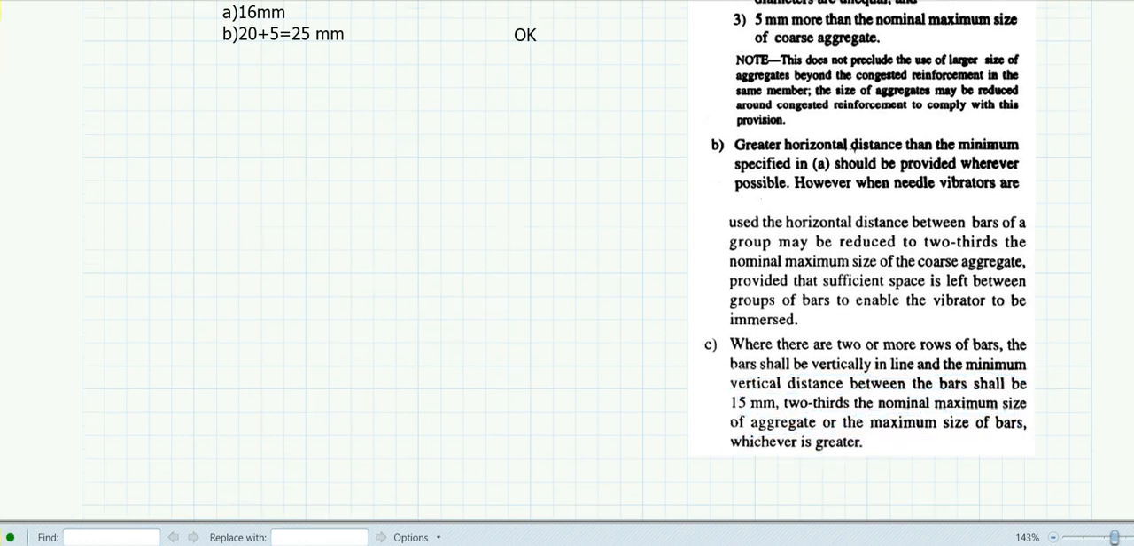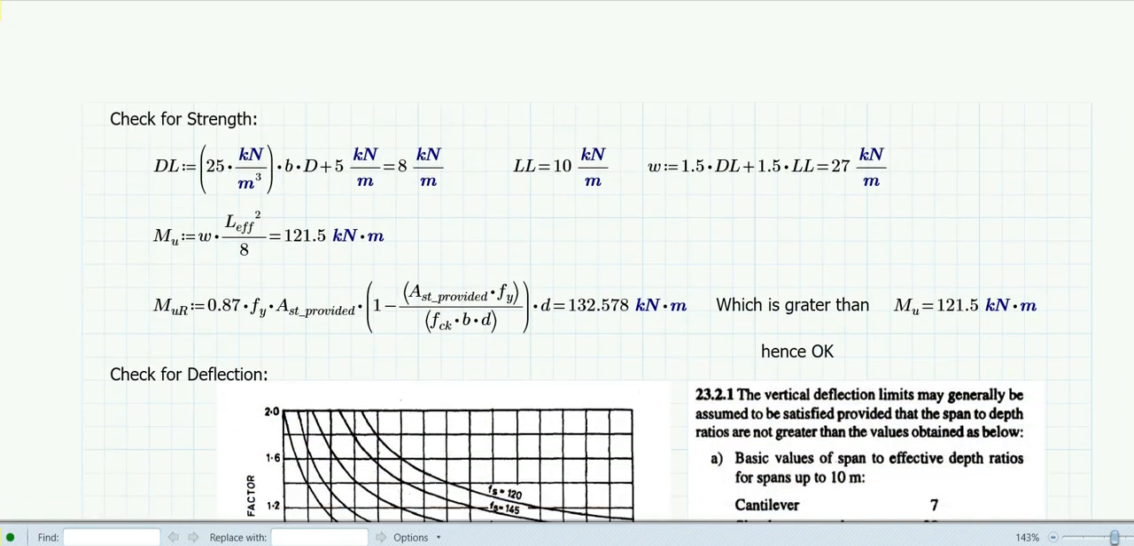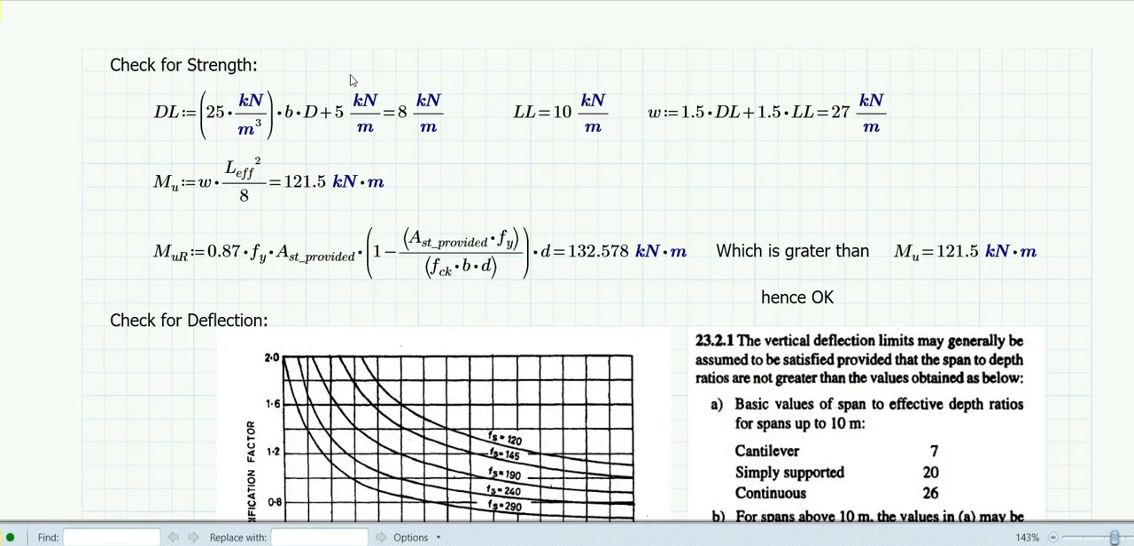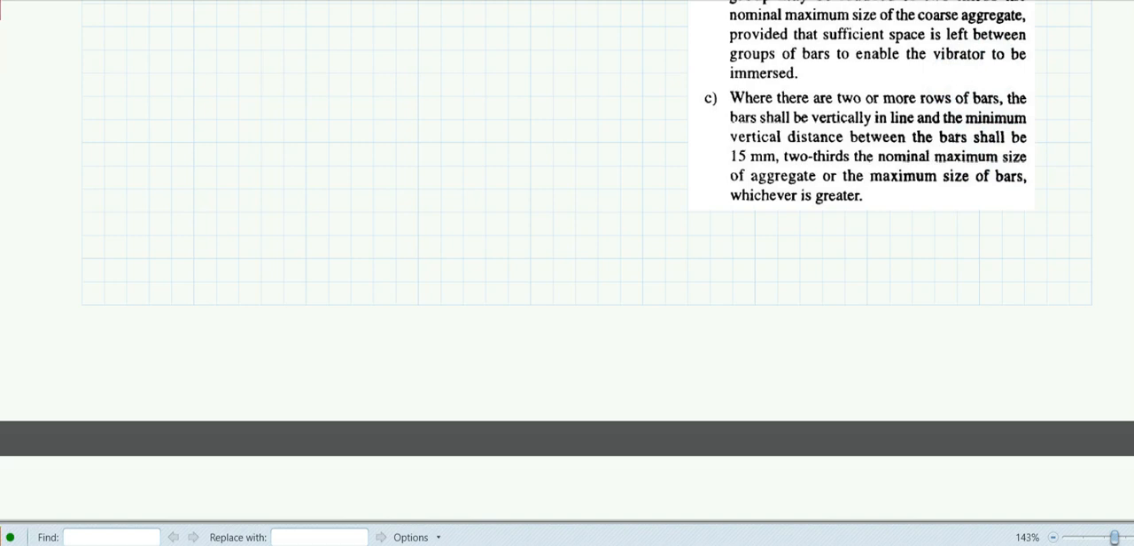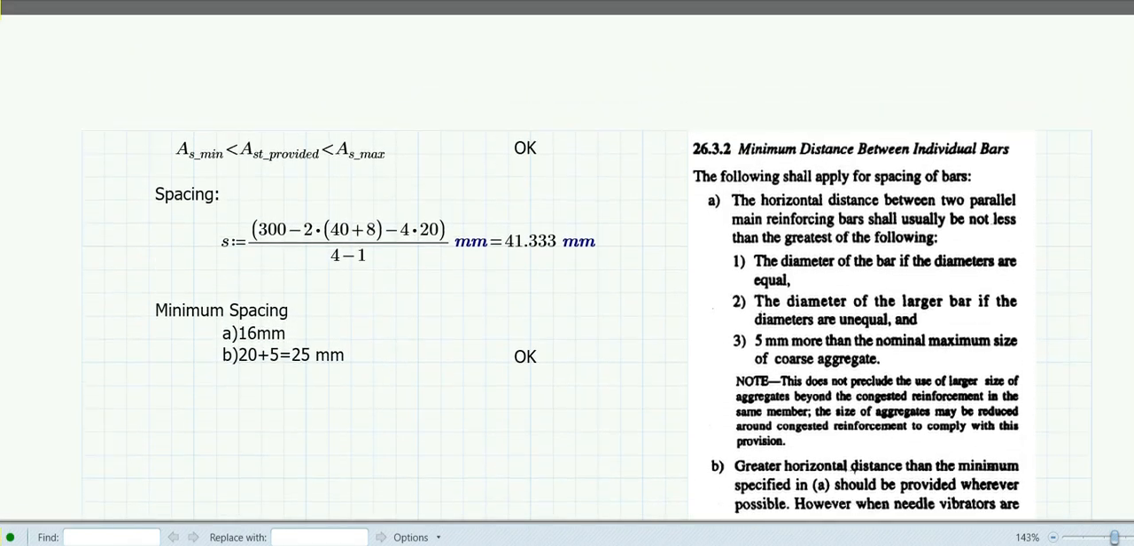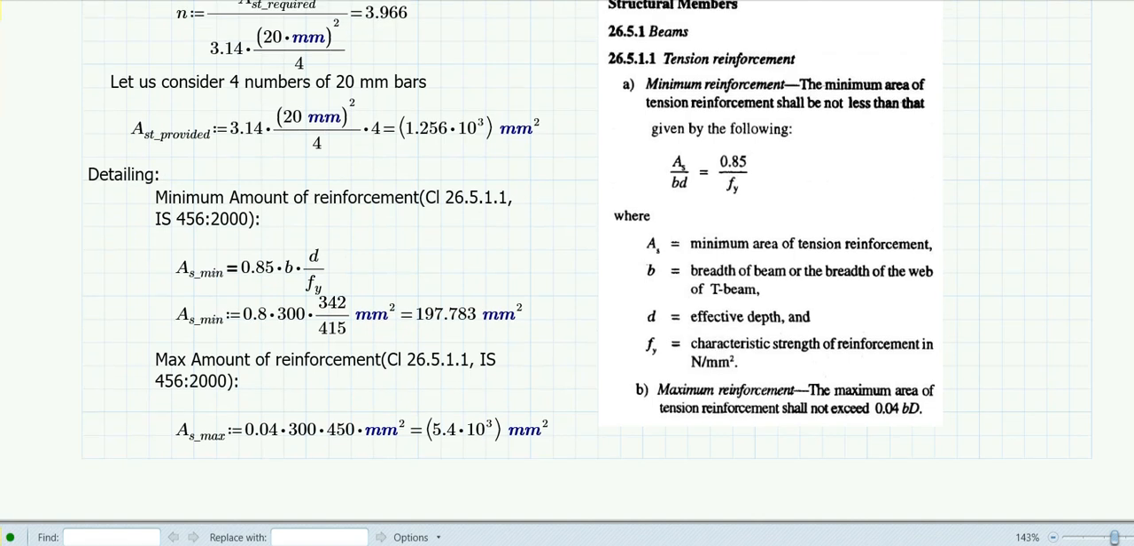Now we can go for the check for strength. I have already told you that initially the moment was calculated for the width of 300 and depth of 600 mm, but later on we changed the depth to 450 mm. Oh sorry, it's not 450, it's 400. Okay, probably one thing I have to check, somewhere I have mentioned 450.